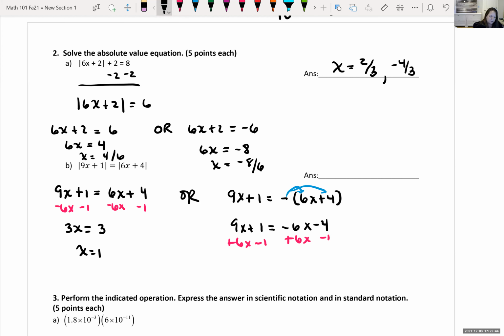So we get 9x plus 6x, which is 15x, is equal to negative 1 minus 4 is negative 5. Divide through by 15, so x is equal to negative 5/15, but that reduces to negative 1/3. So we have two answers, x equals 1 and x equals negative 1/3.